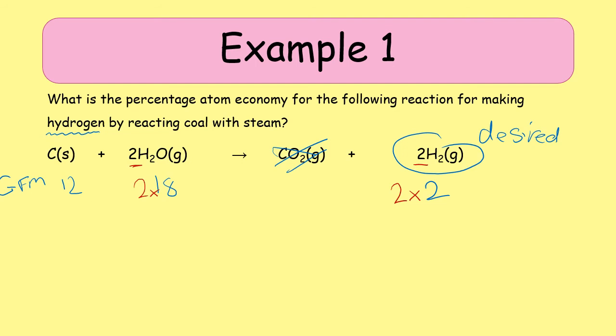So then what we do is we do the sum. So we've got 12. This is 2 times 18, which is 36. And here is 4. Now that is our total mass of products. We need our total mass of reactants. So we're going to add them together, and that is 48. So we've got 4 and 48.